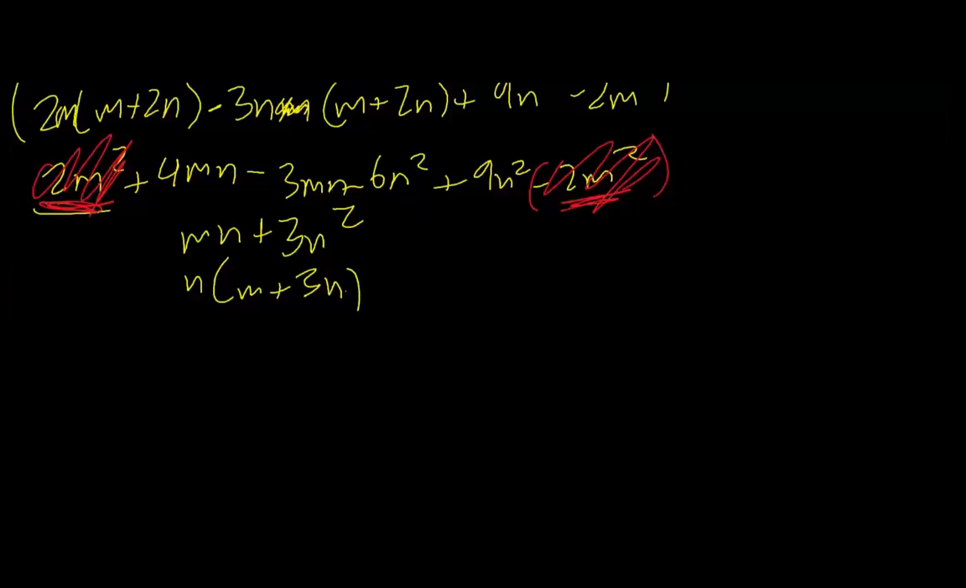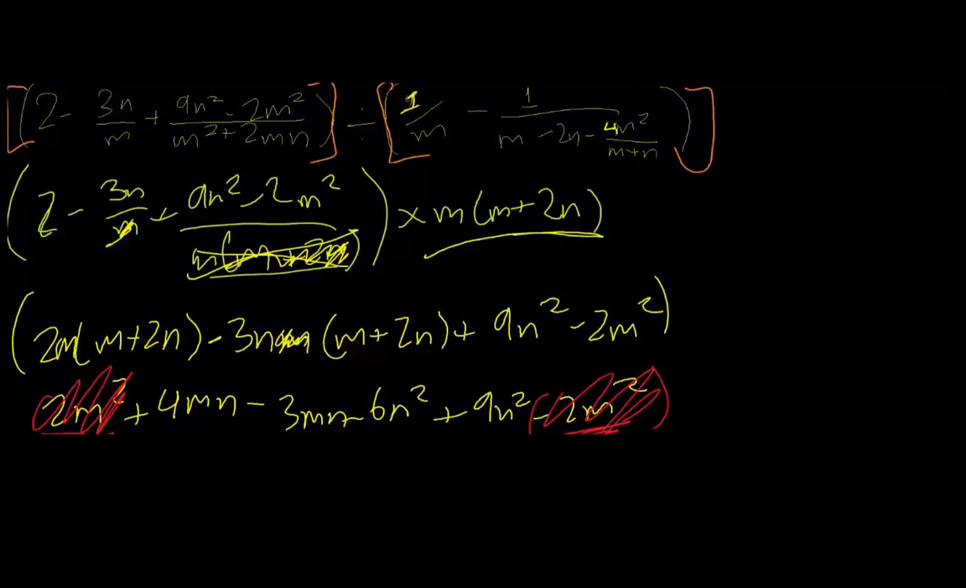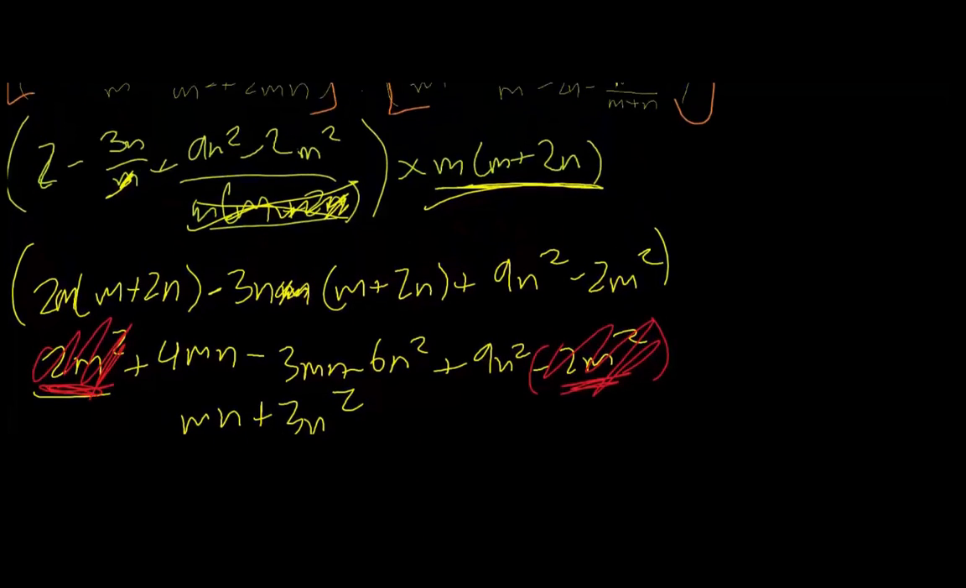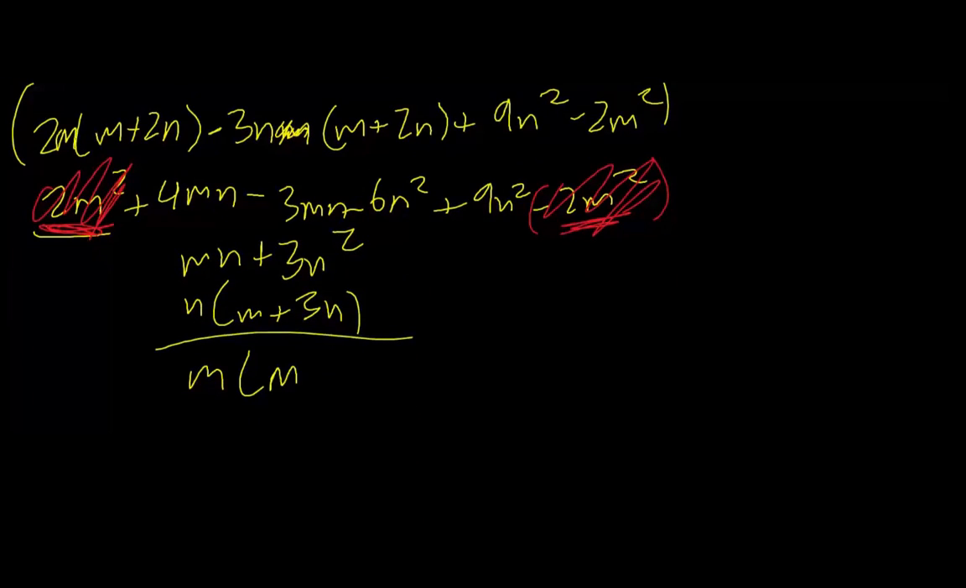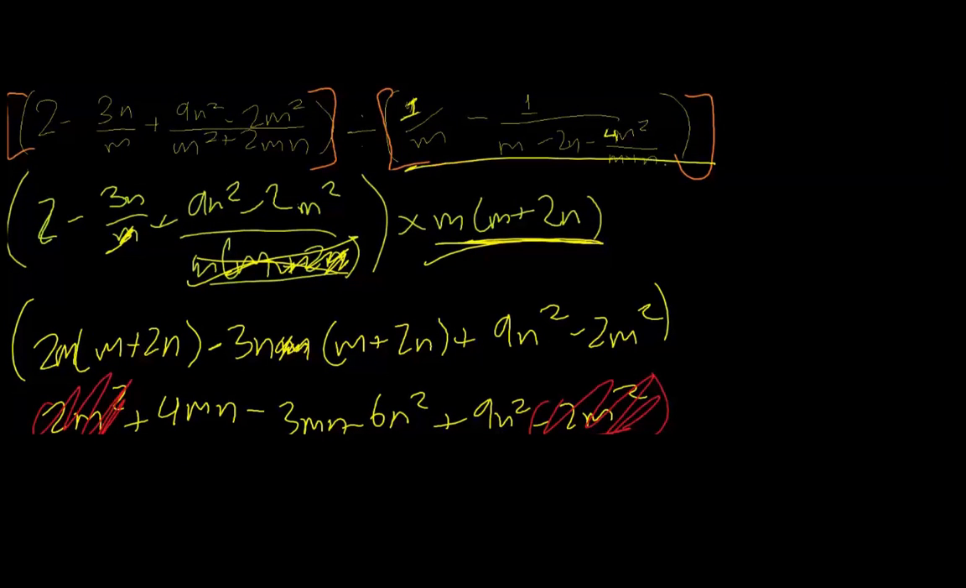There we go. Okay, so we've simplified this, and remember, this is all under this, because we're still dividing it by that. m times m plus 2n. Okay, now to move on to the second part, which is this right up here. I'm going to have to copy that.